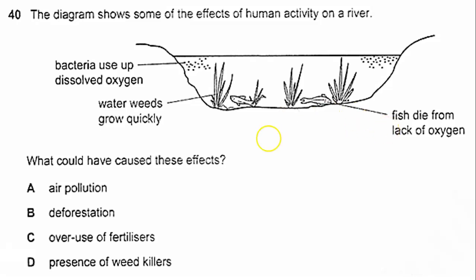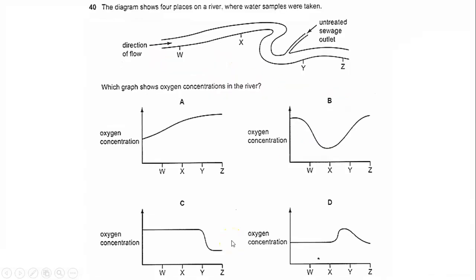So here you see fish are dying from the lack of oxygen, bacteria use up the dissolved oxygen, water weeds grow quickly. What could have caused this? Yes, overuse of fertilizers. So when fertilizers enter the water, the seaweeds will increase dramatically and they will start causing eutrophication.